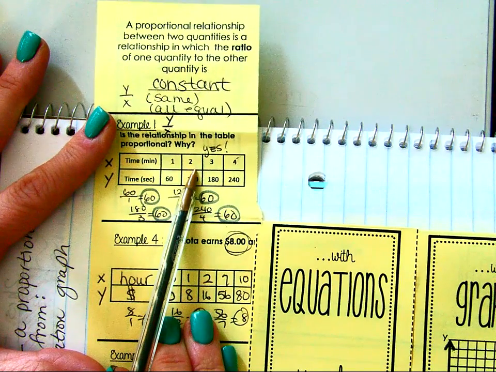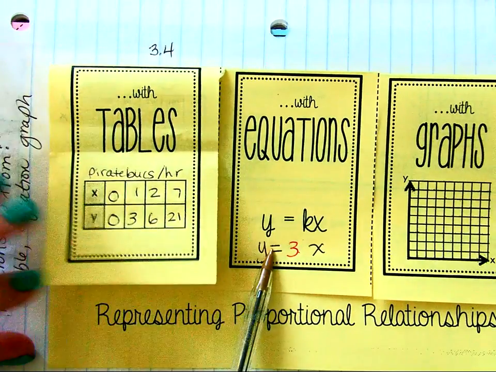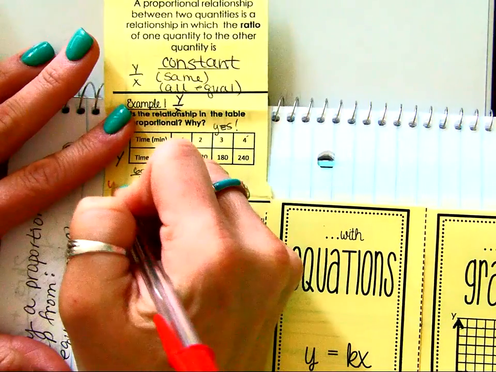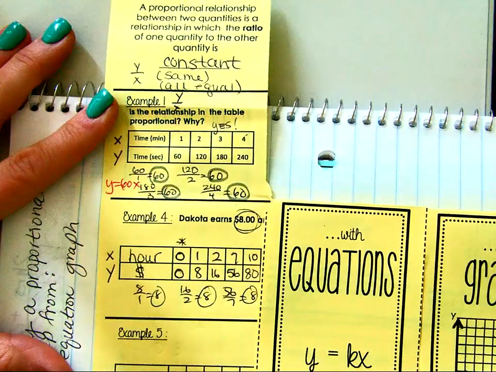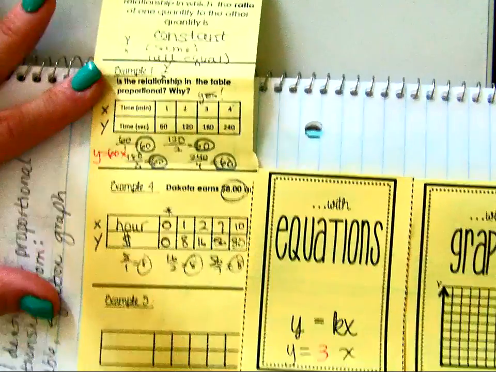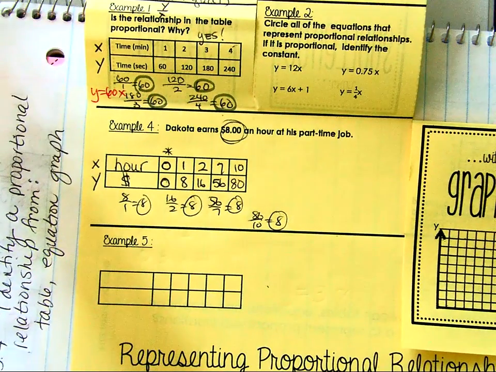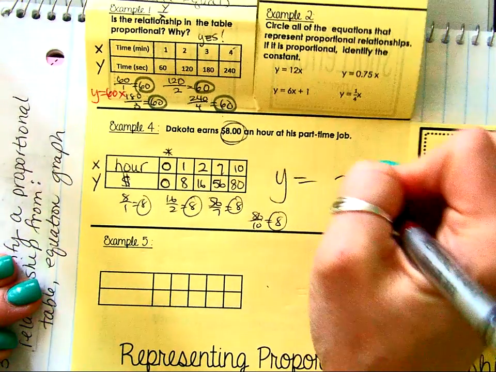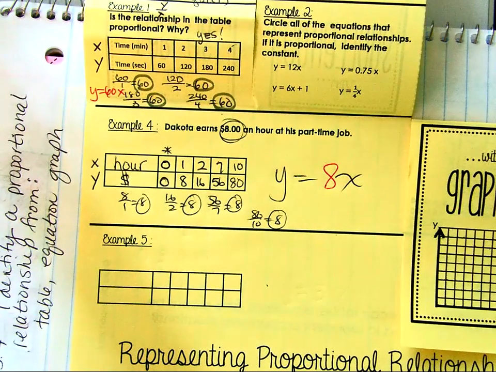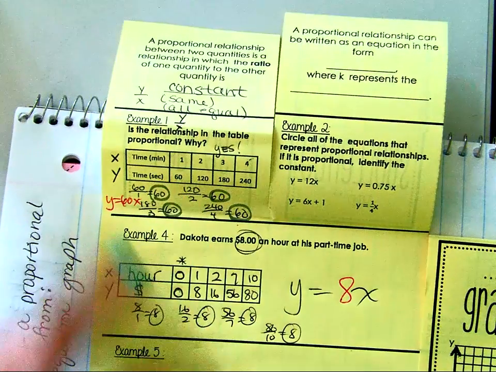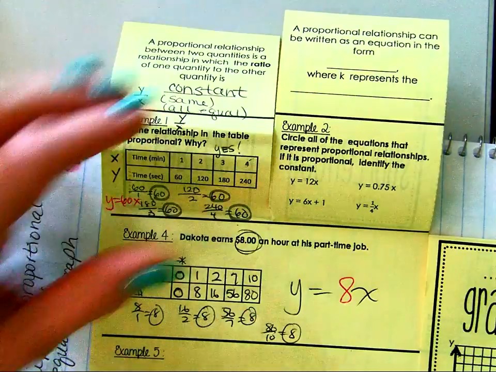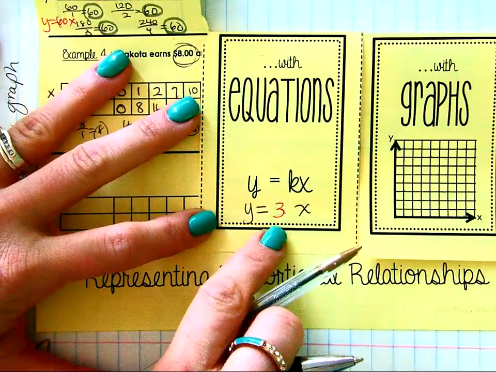If this equation is y equals 3x, then this equation will be... Yeah, that's it. y equals 60x. So, what would this equation be? y equals 8x. Yes. Seriously, guys, it does not get much easier than that. So, y equals 8x. If you earn $8 an hour, then y equals 8x. If there's 60 seconds in 1 minute, it's y equals 60x. So, do you see where this k comes in? It's replaced with your constant.